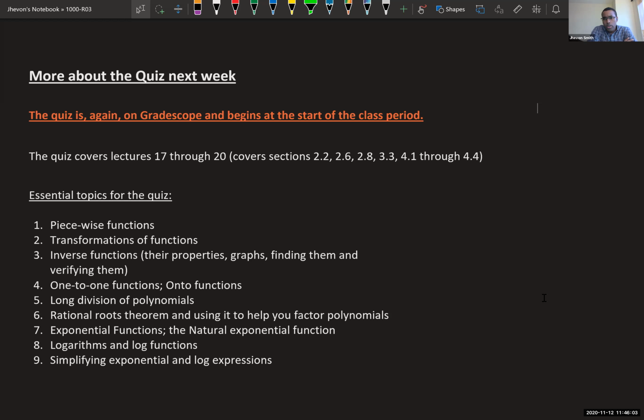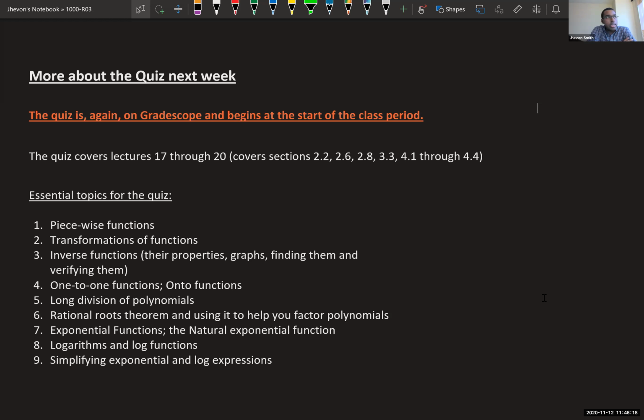We also learned that for a function to be invertible, meaning that if I give you f of x, how do you know that there exists an inverse function? The functions have to be one-to-one and onto. These have very different meanings.